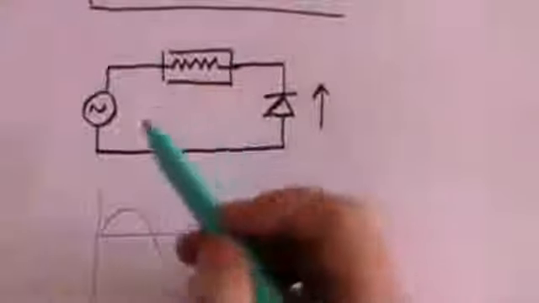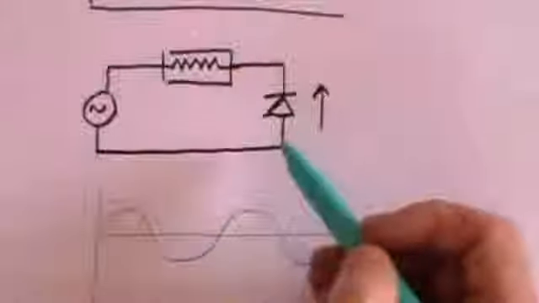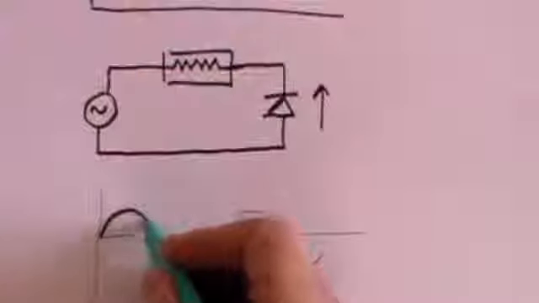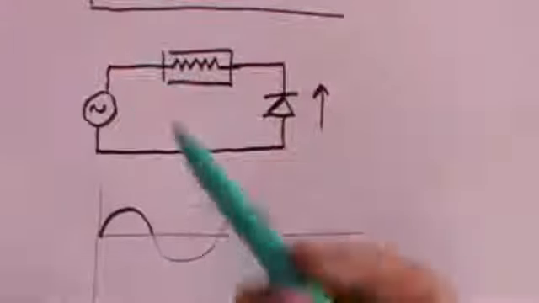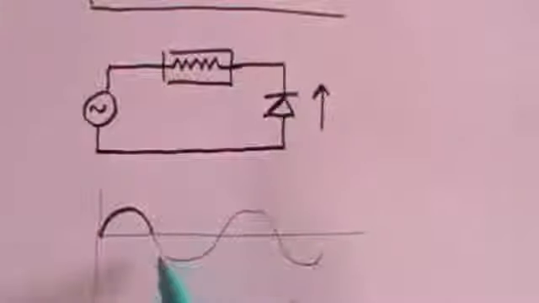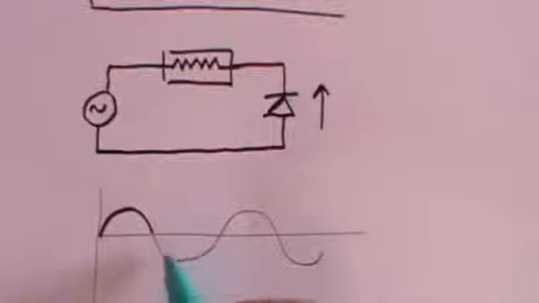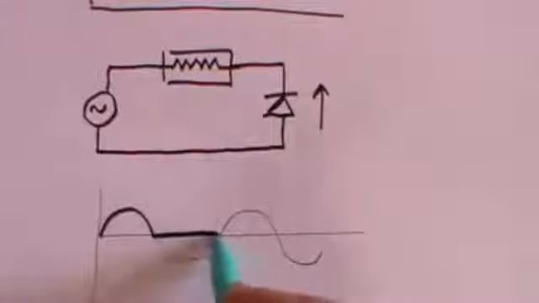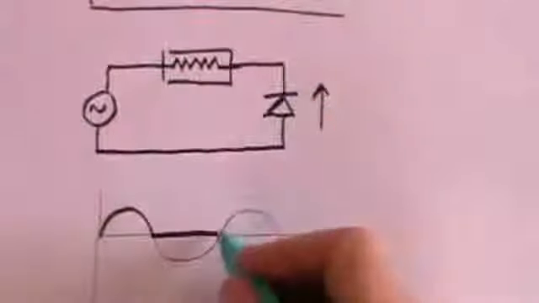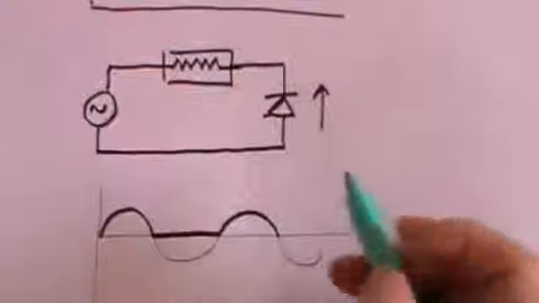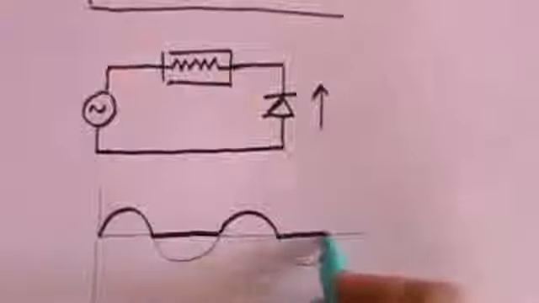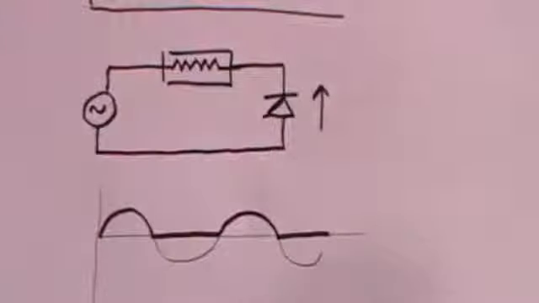What actually happens is when the current flows in this direction, it's okay, the diode will allow it to flow. So that's when it's flowing in that direction. But when it flows in this direction, the diode won't let it flow. So instead of the current going in the opposite direction, no current flows at all. And then when the current flows in this direction again, the diode says, okay, you can go. But when it comes to this direction, the diode stops it. So what you've got is what's called half-wave rectification.